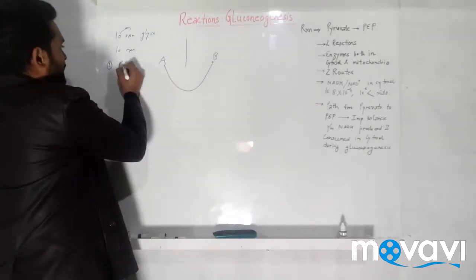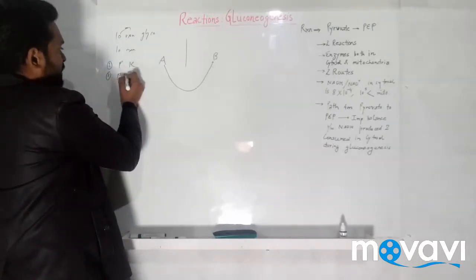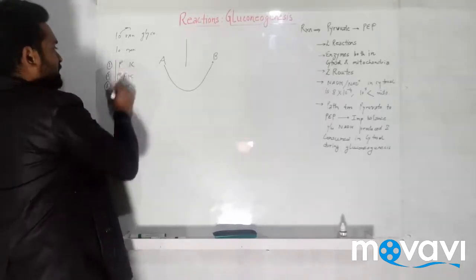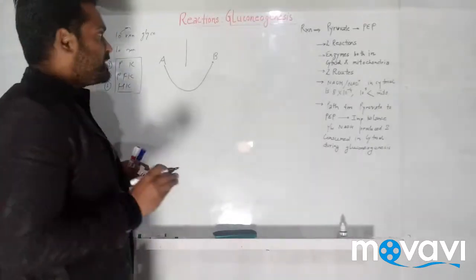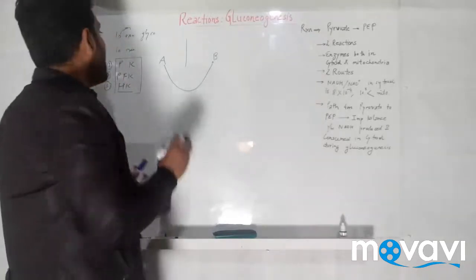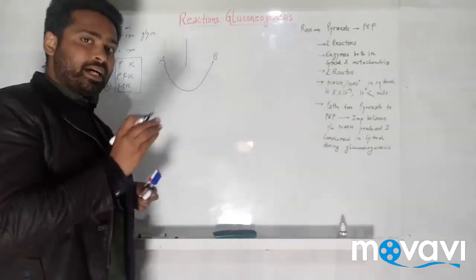we can say, pyruvate kinase and the PFK, and the third one is hexokinase, are totally different. So these 3 enzymes which catalyze the irreversible steps in the glycolytic pathway are different in the case of gluconeogenesis. Why are they different?